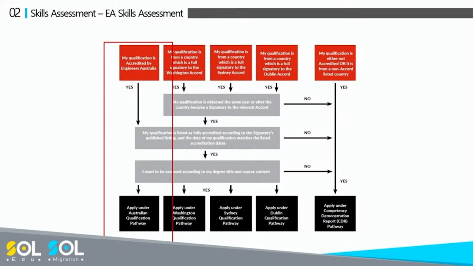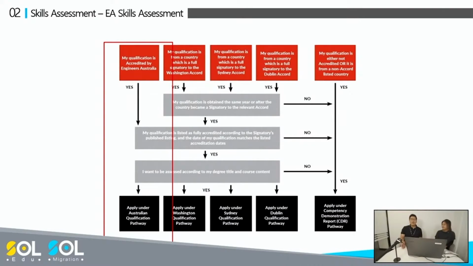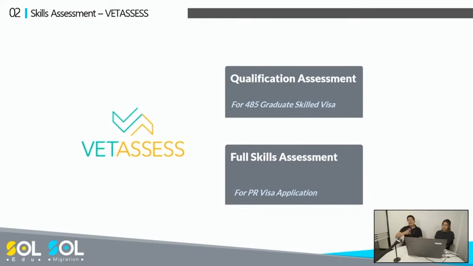In that case, we cannot apply for the graduation visa because we cannot pass the skill assessment. No, we still can apply, because civil engineering draftsperson has another authority to assess the skill assessment, which is VETASSESS. So if you look at VETASSESS, there are two different types of skill assessment. The first is the qualification assessment. The second one is the full skill assessment.